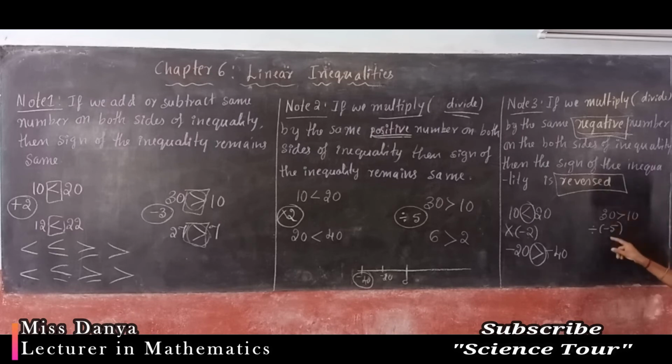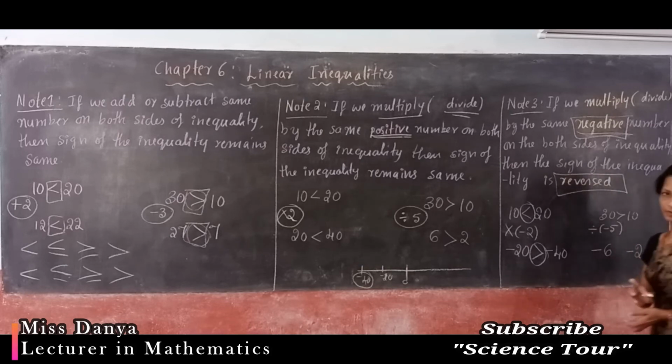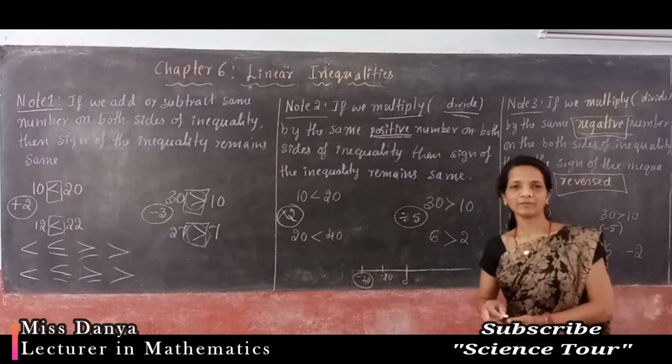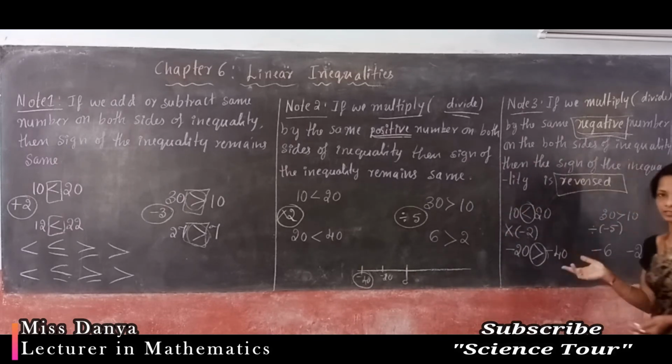Now 30 by minus 5. What is 30 by minus 5? 30 divided by minus 5 is minus 6, and 10 divided by minus 5 is minus 2. On the number line, which number comes first? That will be the smaller, and the one that comes next will be larger than that.